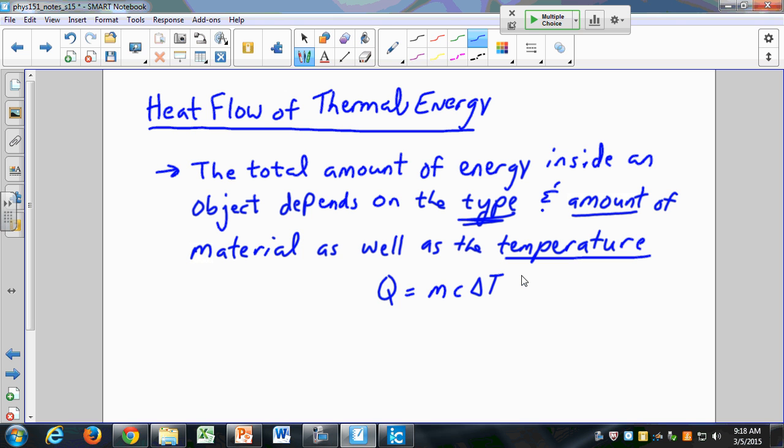So if I have a high specific heat, like water, for example, has a very high specific heat, then it contains a lot of energy at a certain temperature. Don't worry about that equation. But when we talk about thermal energy, it's dependent upon the type of material. Some materials just contain more energy than others, the amount of the material, and then also the temperature of the material.